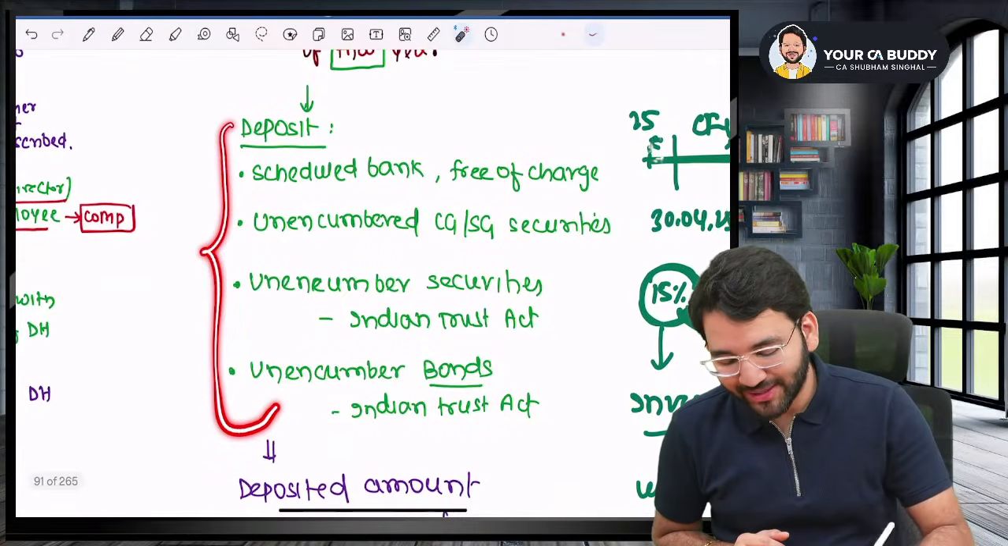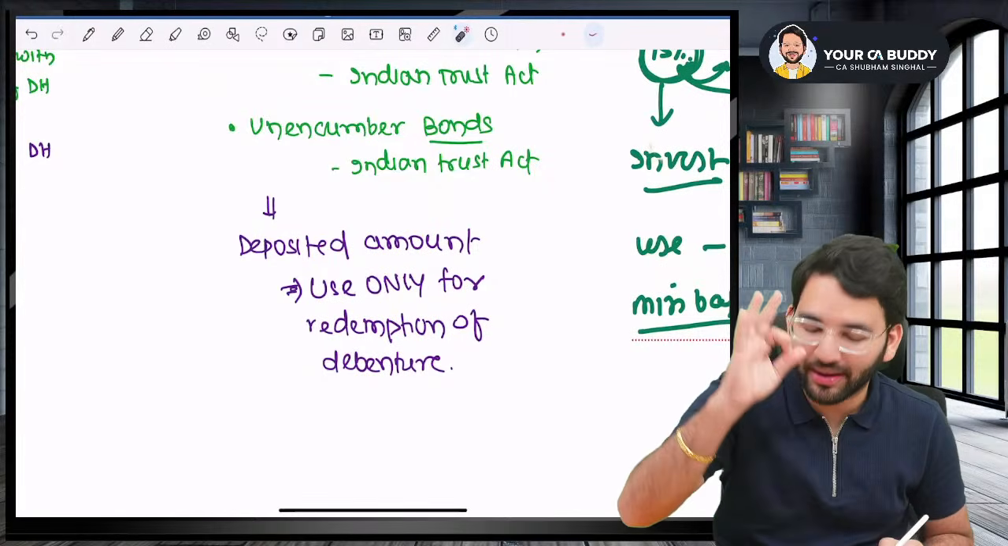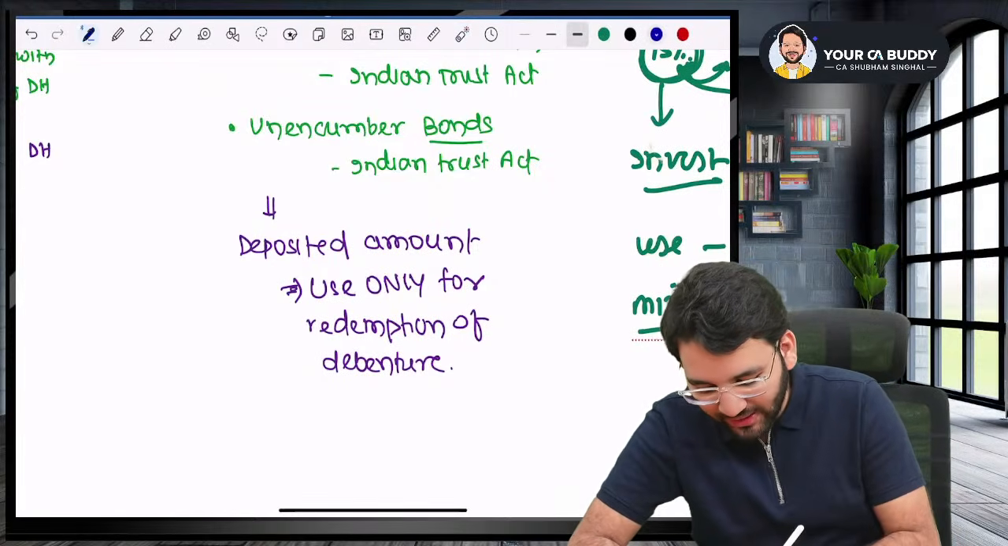Where will you deposit this money, sir? In a scheduled bank or central government securities. If you want to write this down, you can write this down. I'll keep it very simple for you.